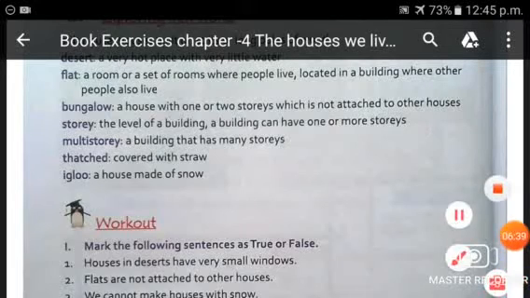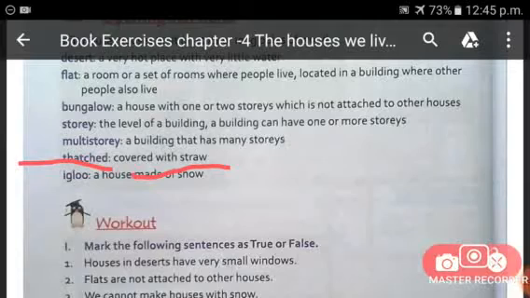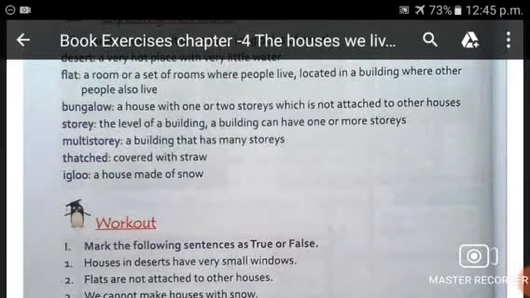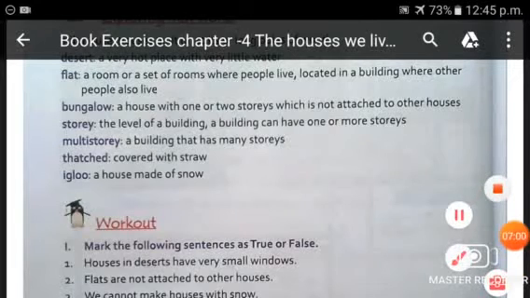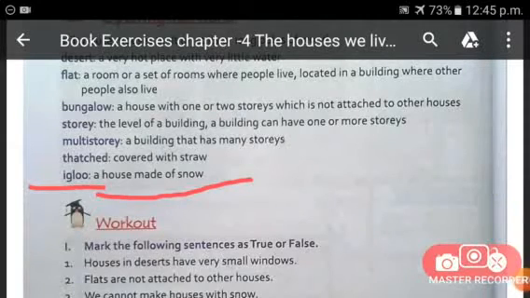Next one is thatched. What is thatched? Covered with straw. A mud house that is covered with straw is called thatched. A roof made with straw is called a thatched roof. Now the next one is igloo. A house made of snow is called an igloo.